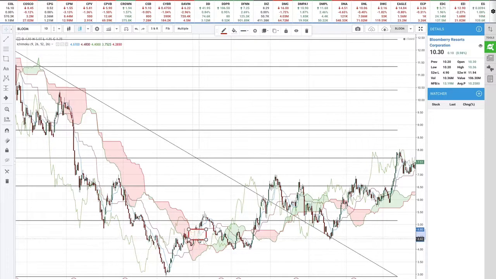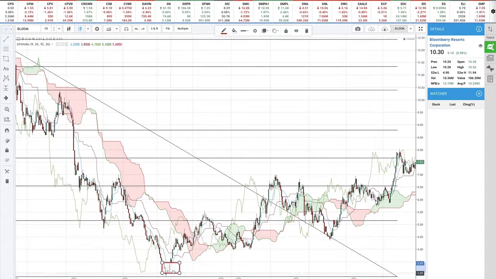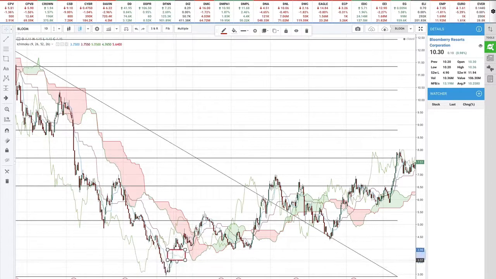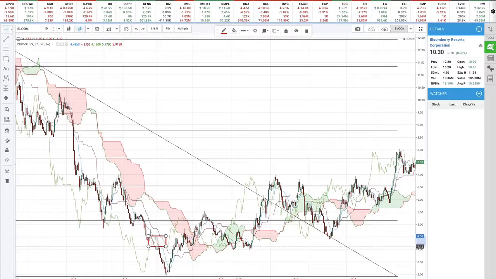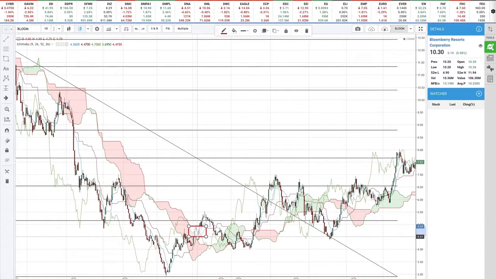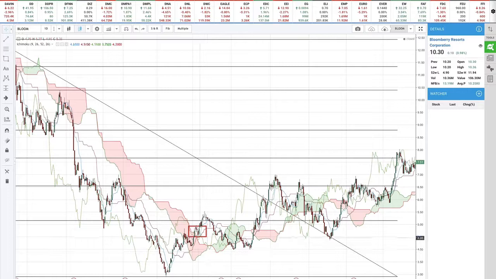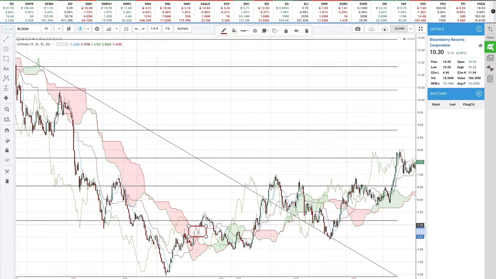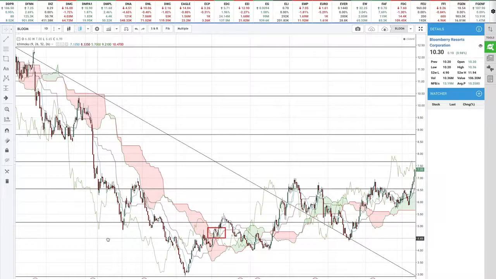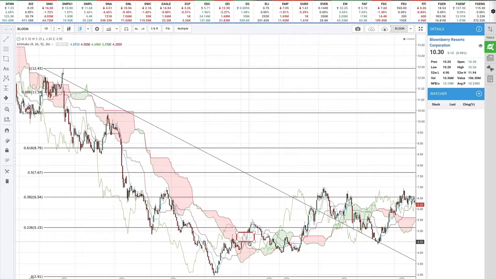At this area, Bloom broke above the Kumo. It made a reversal from here, right? It made the Kumo cross above, the Tenkan and Kijun cross over here. There's a Chikou span cross over here. And at this area, it broke above the Kumo. So there's a clear breakout. If you weren't looking at the Fibonacci, you would think that this would go on forever.